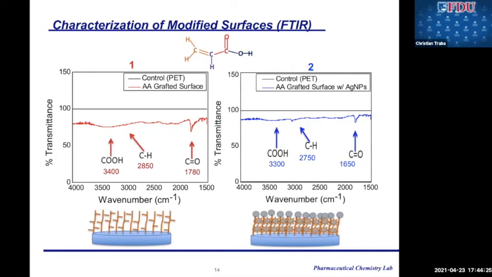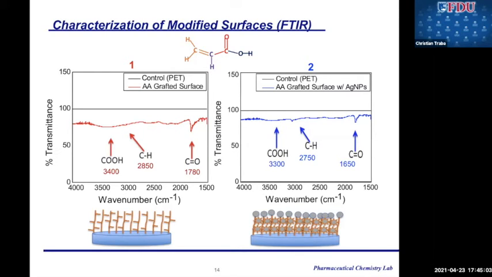As we can see, there is clear evidence of acrylic acid bound to our surfaces. How do we know that? Well, by the presence of the carboxylic peak around 3400 wave number. And this is accompanied by another peak, a carbon-hydrogen peak around 2850 wave number. And let's not forget about our carbonyl group at 1780 wave number. When we combine all of these peaks, we get the chemical structure of acrylic acid.